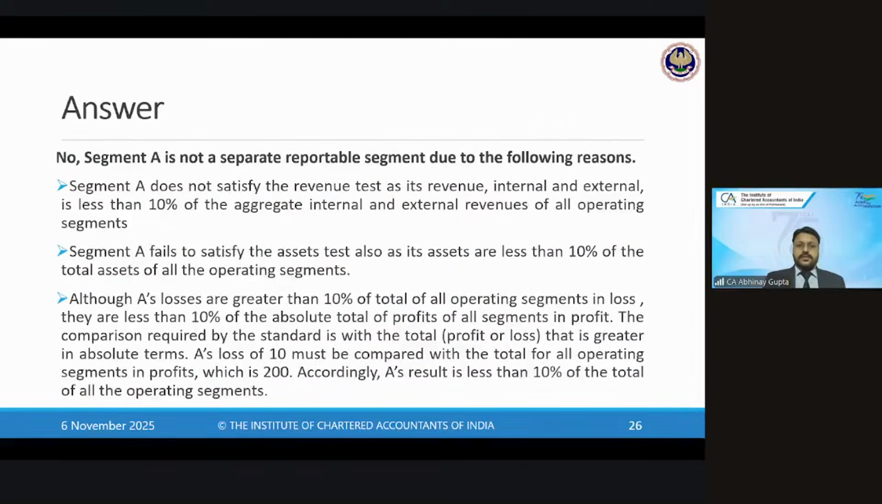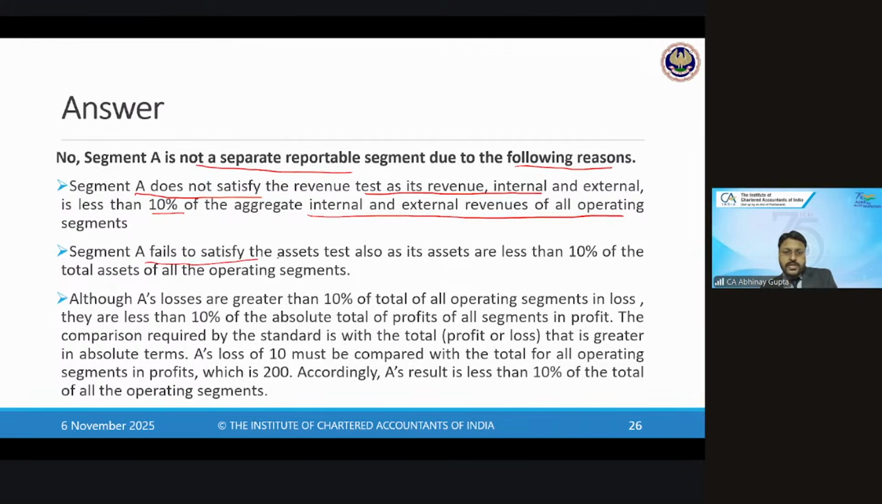Right? So here is the answer. No, Segment A is not a reportable segment due to the following reasons. This is the way we should write our answers in the examination. We need to explain all three conditions. Segment A does not satisfy the revenue test as its revenue, internal or external, is less than 10% of the aggregate of the internal and external revenues for all operating segments.